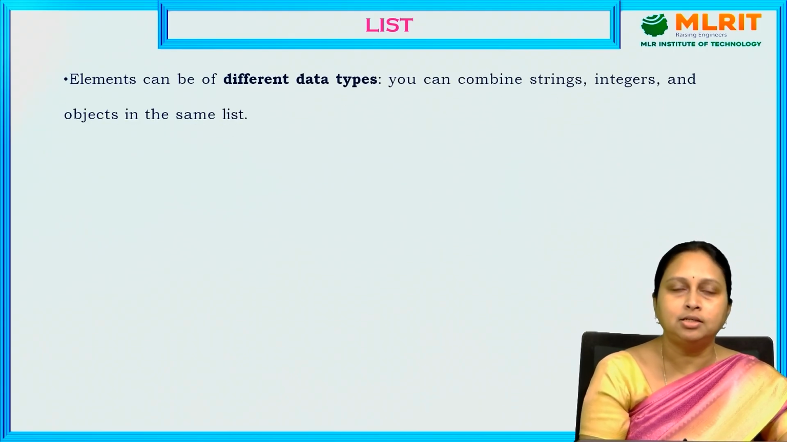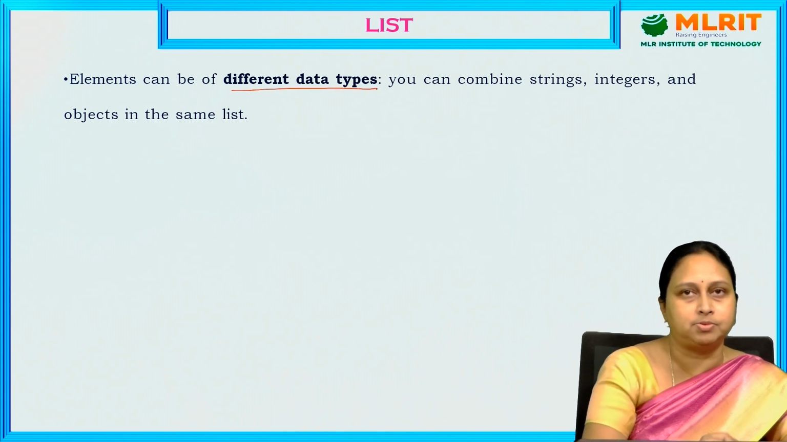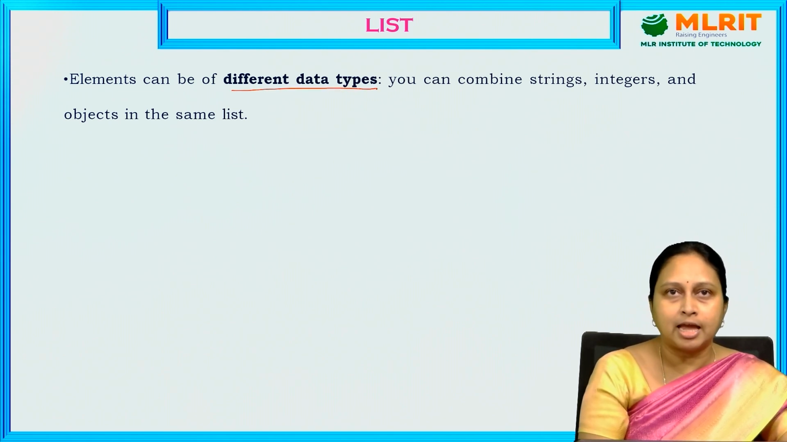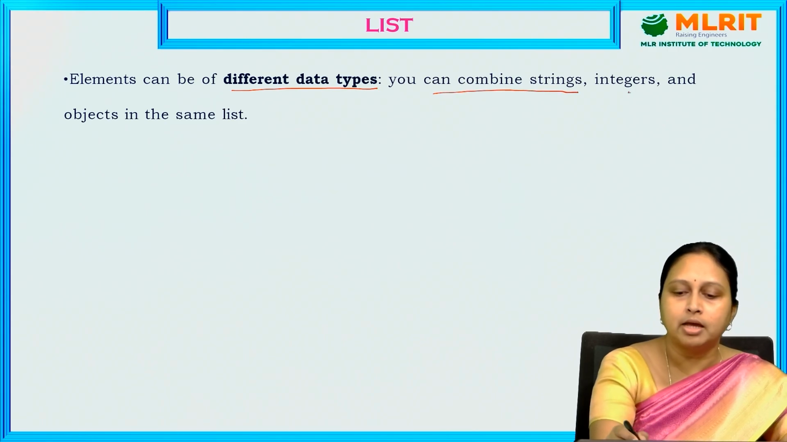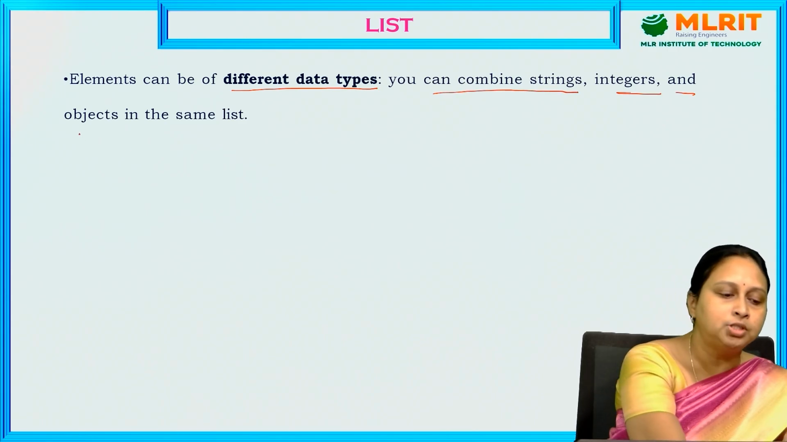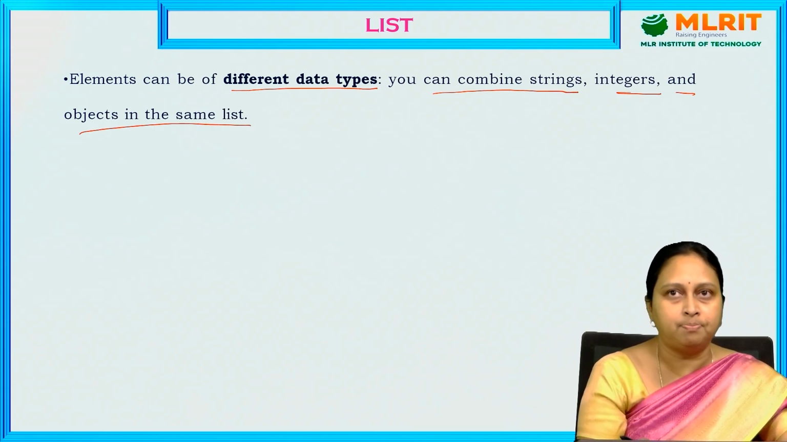Now let us see another characteristic. Elements can be of different data types. You can combine strings, integers and objects in the same list. In a list, there is no need to have the same type of data; different types can be represented.